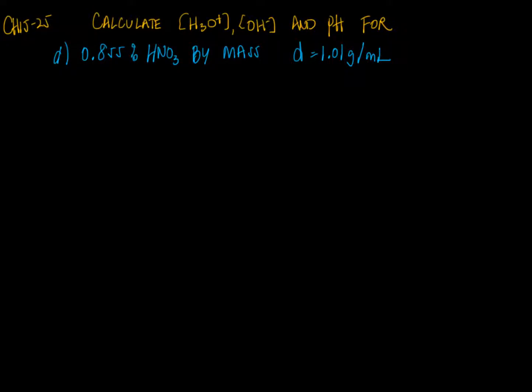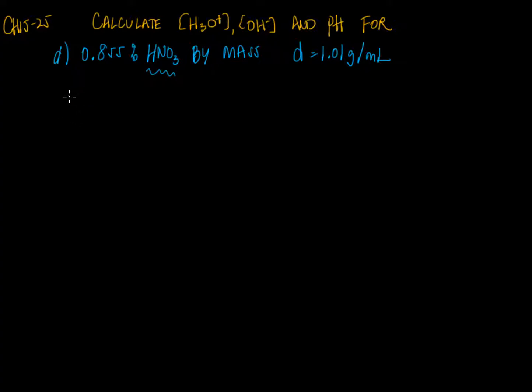In this problem, like the other parts to number 25, we want to calculate the H3O+ concentration, the hydroxide concentration, and the pH for this particular solution. We're given 0.855% nitric acid by mass, and some information about the density. HNO3 is a strong acid, so the H3O+ concentration is equal to the concentration of this acid. We don't have the concentration of the nitric acid. We have percent concentration, so what we first want to do is manipulate this percent into a molarity.